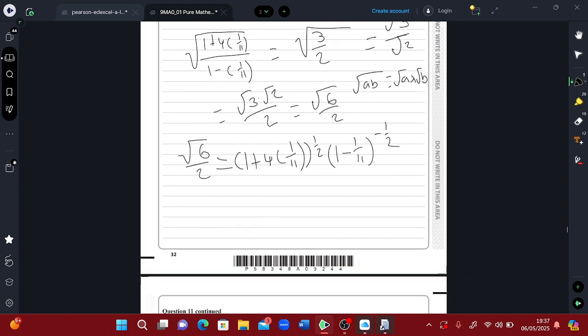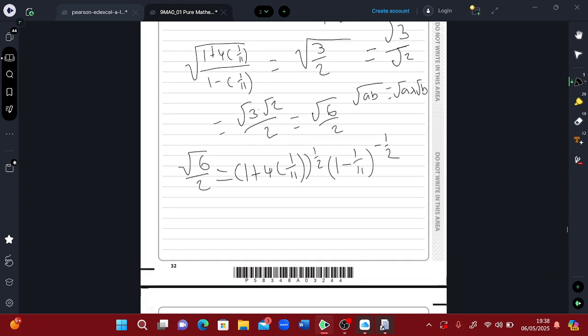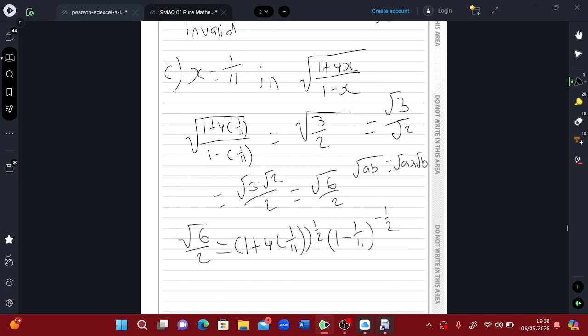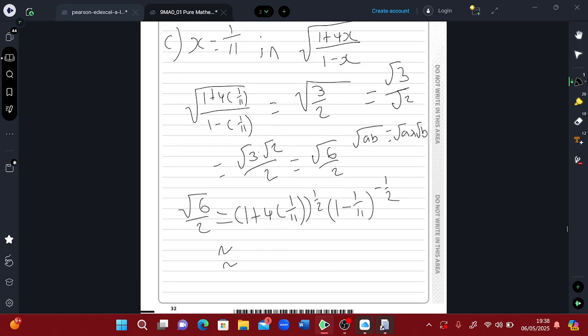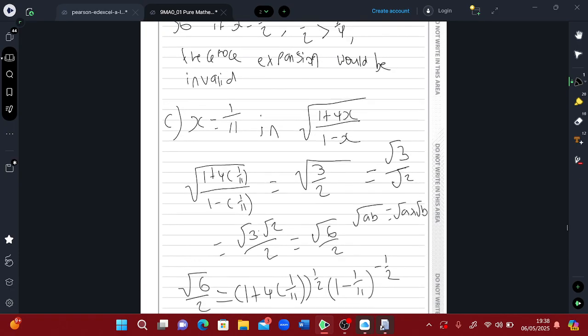Okay, so that's the exact same. Bear in mind, what we worked on in part A is exactly the same as this, okay? And therefore it's exactly the same as this when you substitute x in. So yes, let's substitute it into the expansion we found in part A.